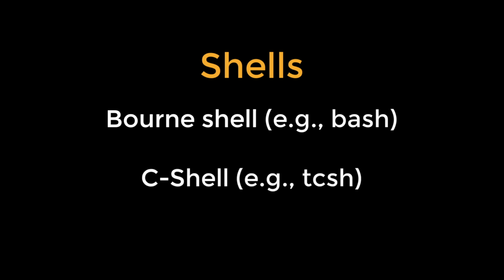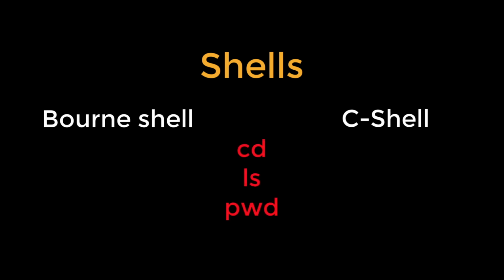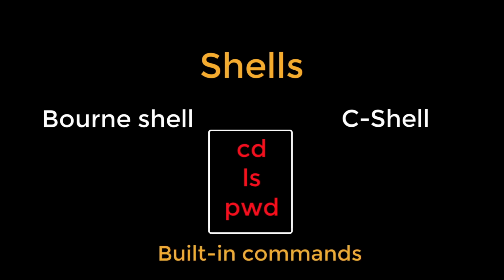For example, there are two major shells: the Bourne shell, with a widely used version called Bash, or Bourne Again shell, and the C shells, with one popular variation called the T shell, or TCSH. The commands we've used so far, cd, ls, pwd, and so on, are called built-in commands, and they can be used the same way in both shells. But there are important differences when you do a more advanced operation, such as setting a variable.